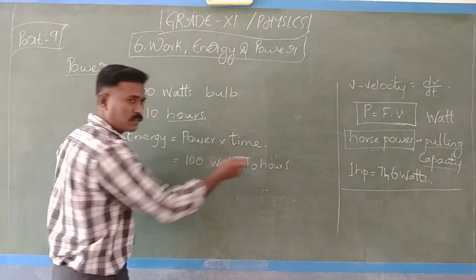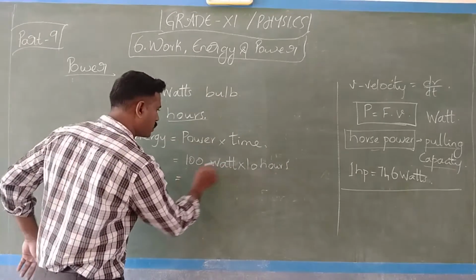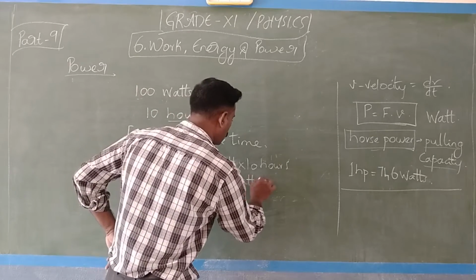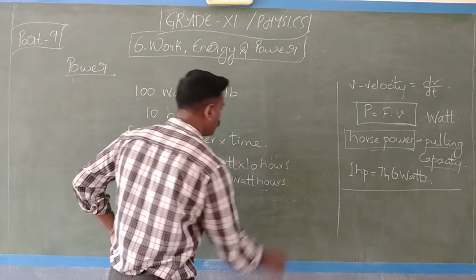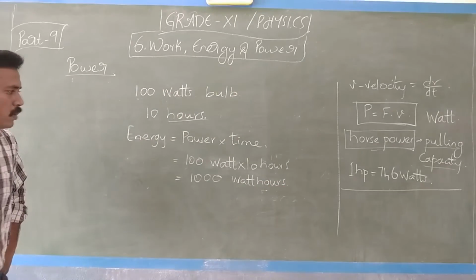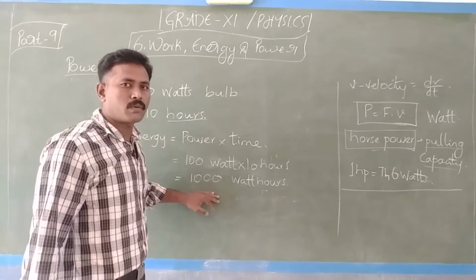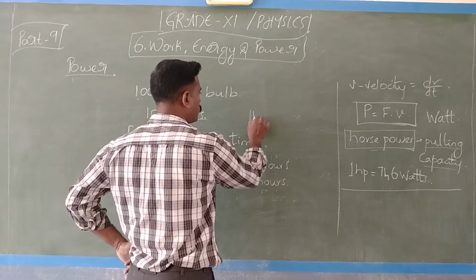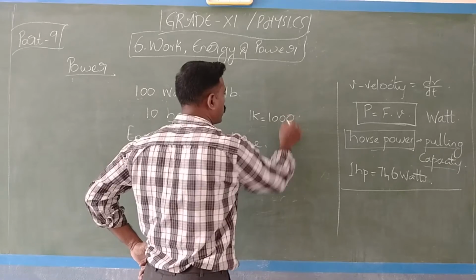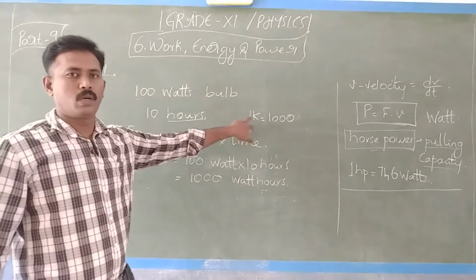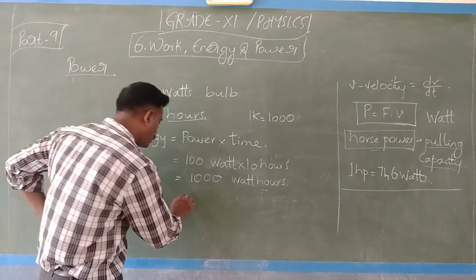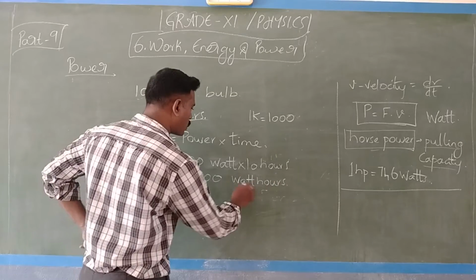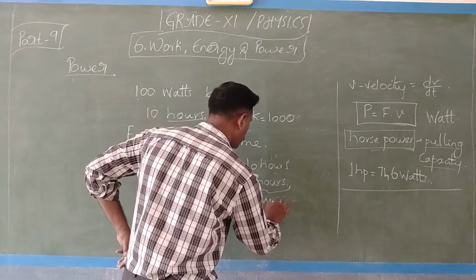I will specify this with the unit; only the numerical part I multiply. 10 into 100 is 1000 watt hours. 1000 watt hours. Okay, how do we represent the equivalent of 1000? 1k refers to 1000. Okay, 1k refers to 1000. So how can we replace this 1k? What is watt hour? Watt hour we can write as WH.